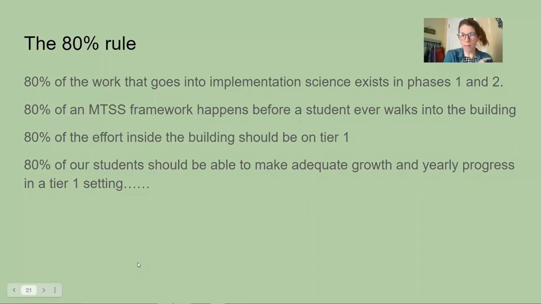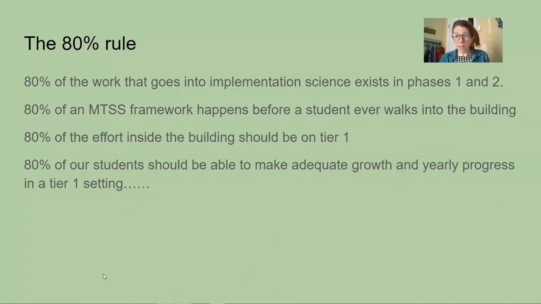I can point you back to that crash course at another time; it exists in phases 1 and 2. That's the planning, the resources and things like that. The people is phases 1 and 2, and 80% of that is going to go into the first half of implementation science. So more effort rather than equal effort. 80% of an MTSS framework happens before a student ever walks into the building. And we talked about that a little while ago when we talked about what MTSS wasn't.